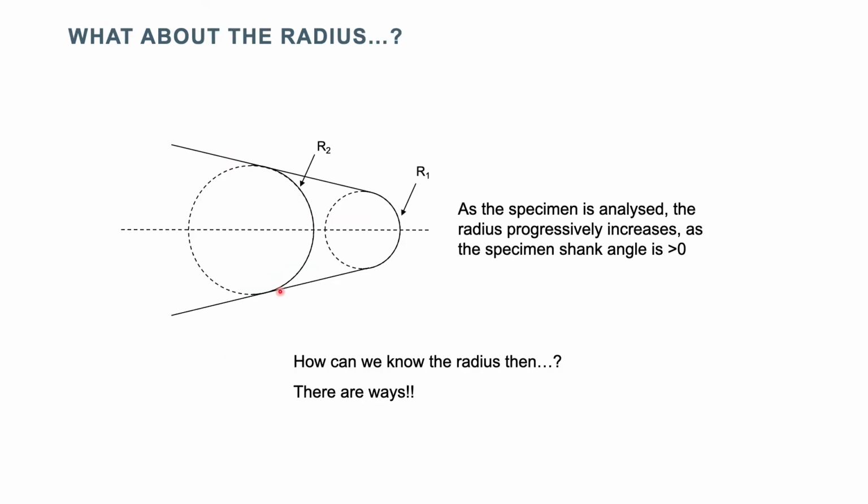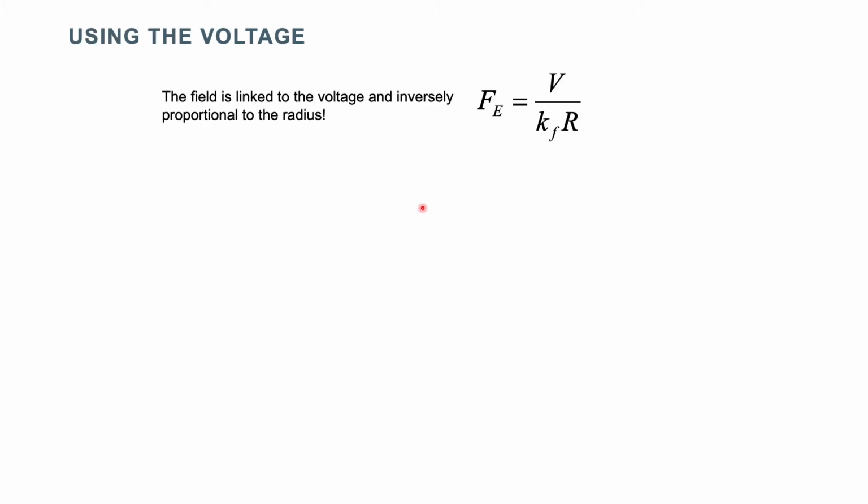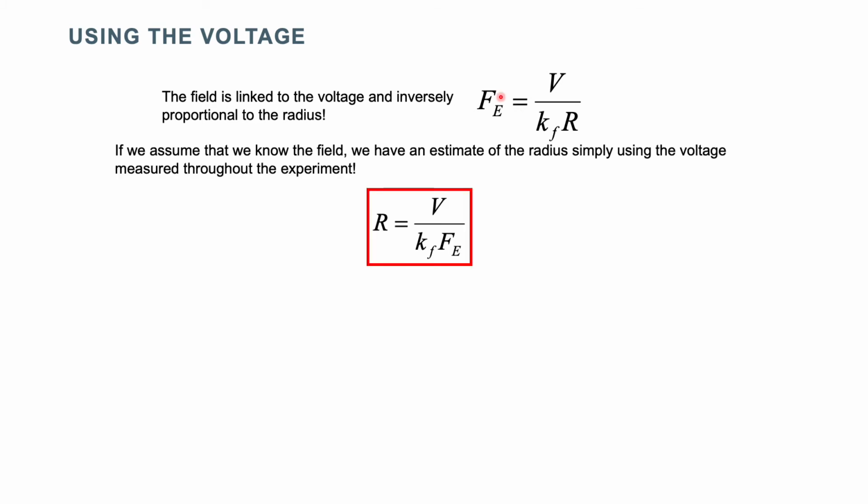So what about the radius? How can we determine the evolution of the radius as the specimen gets analyzed? There are a couple of ways. First, we can use the voltage. As we've said before, the field that we have is the voltage divided by the radius, with this Kf coming into play. So why not use this to our advantage? We can assume that we know the field, we know Kf, and we measure the voltage. We bias the specimen to a known voltage. So in principle, we can determine the radius of curvature.